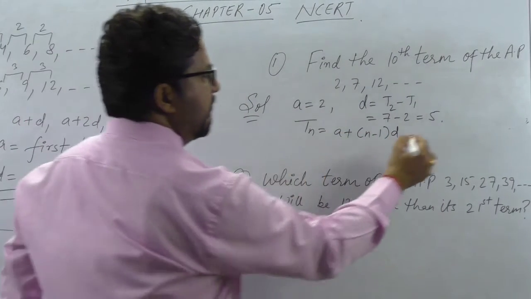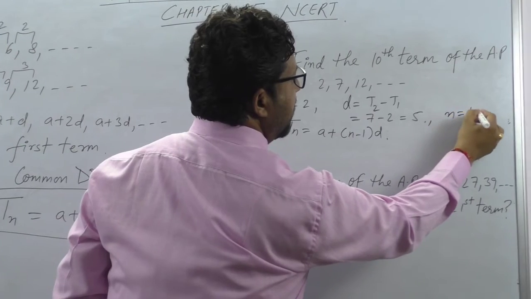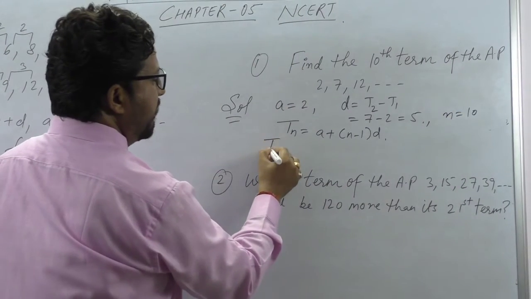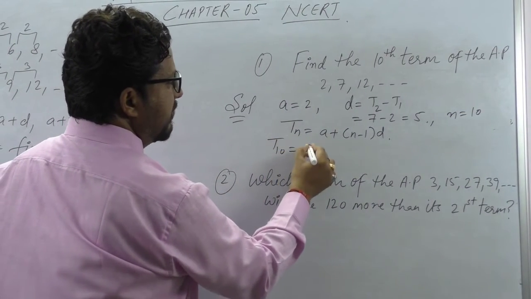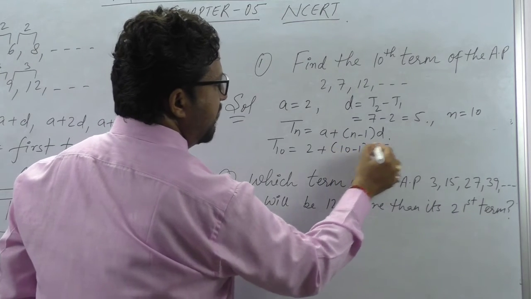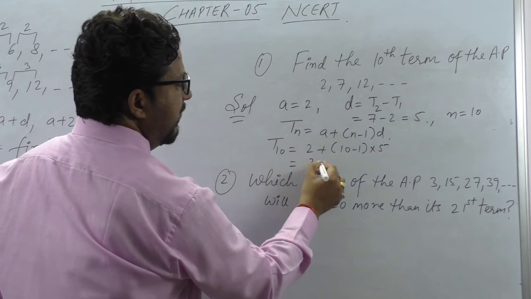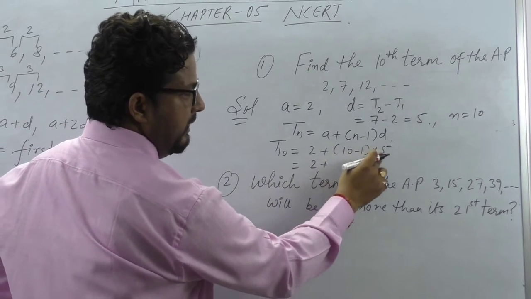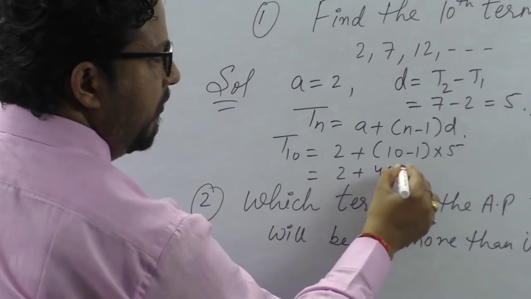Now what is our n value here? We are looking for the 10th term, so our n value will be 10. The first term is 2. This is 10 minus 1, and the common difference is 5. So we can easily calculate: 10 minus 1 is 9, and 9 times 5 will be 45.